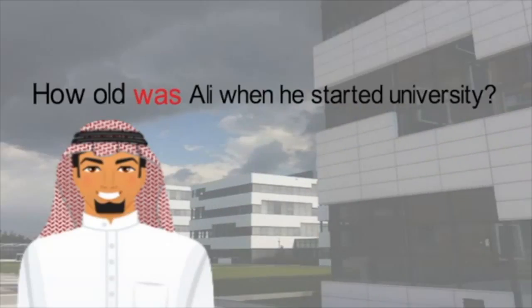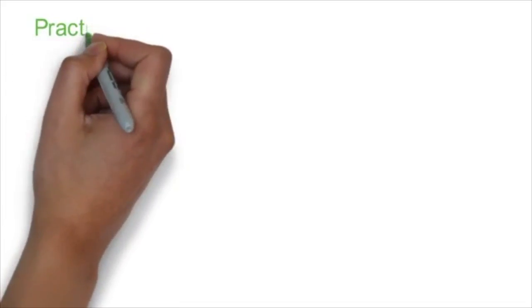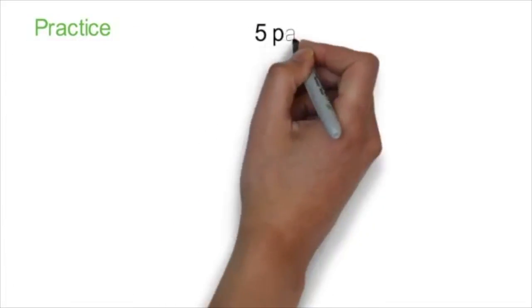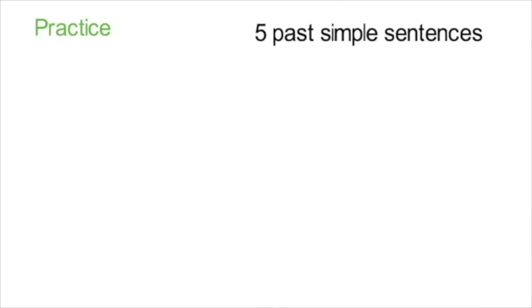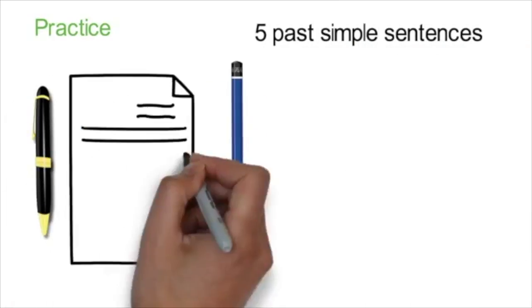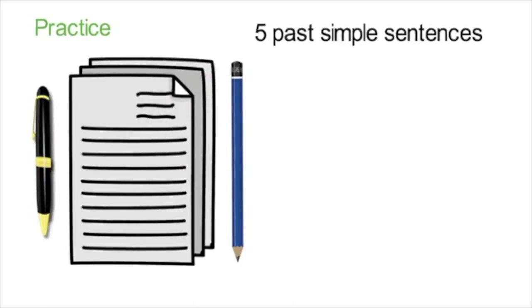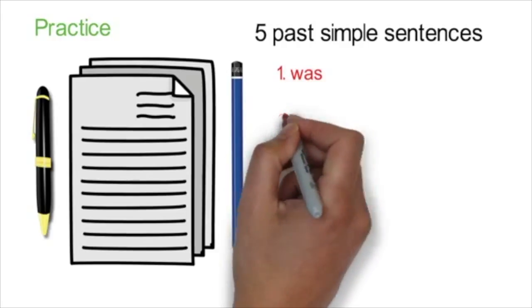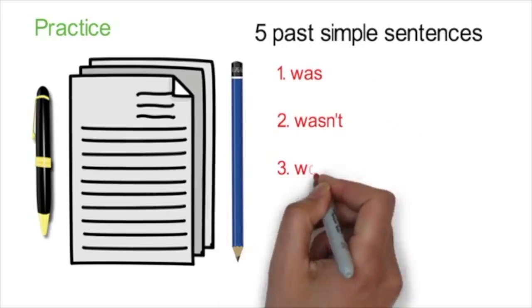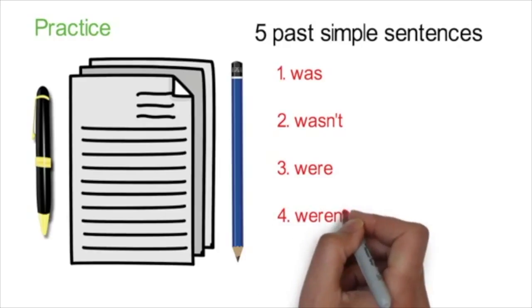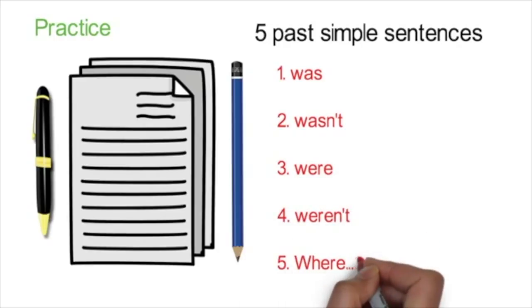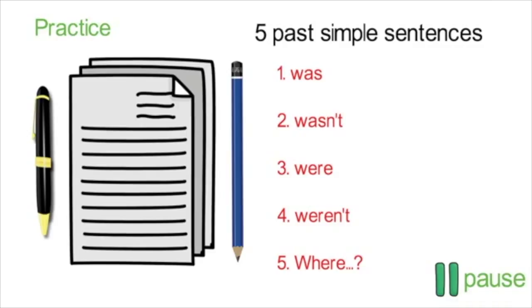Okay, now let's practice. Can you think of sentences and questions in the past simple tense of to be? You will need a pen or pencil and your note-taking sheet to complete the following activity. Use the following words to write 5 sentences and questions. 1. Was. 2. Wasn't. 3. Were. 4. Weren't. 5. Where.